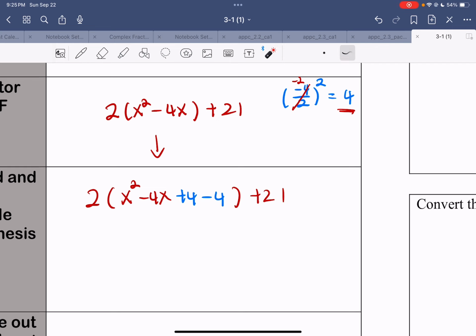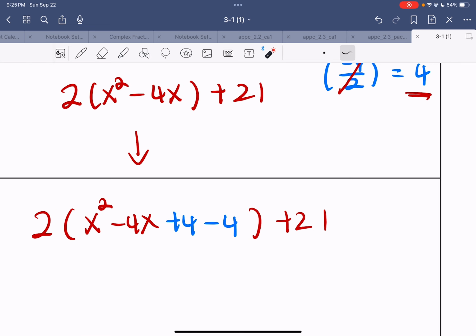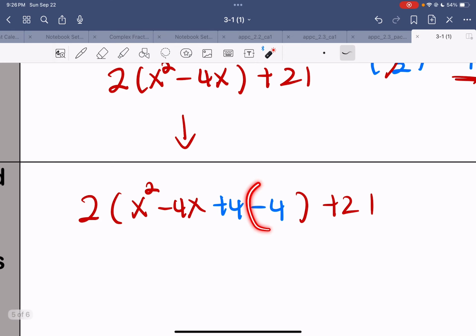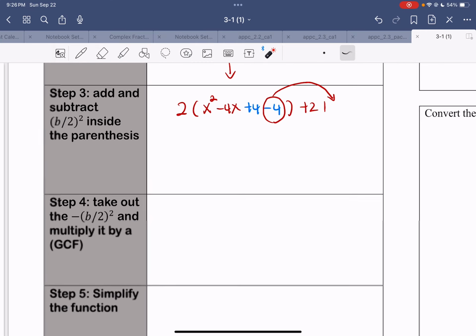And you may think, Mr. Kim, what did you just do? Do you see just these numbers? 4 minus 4 is equal to 0, right? That basically means I did not change this equation. I just put this number right here so that I can make it look different. How am I going to make it look different? Now, do you see the -4? This negative number, I'm going to take it out. But when you take it out, you have to multiply it by the front number, which is 2.